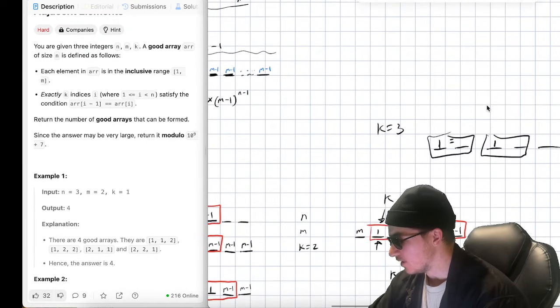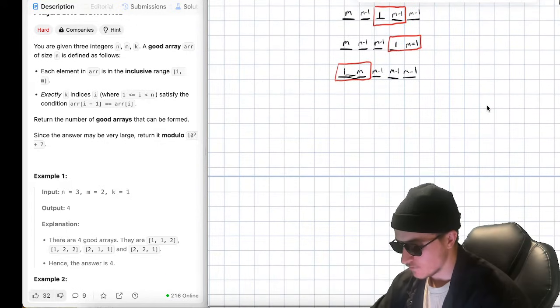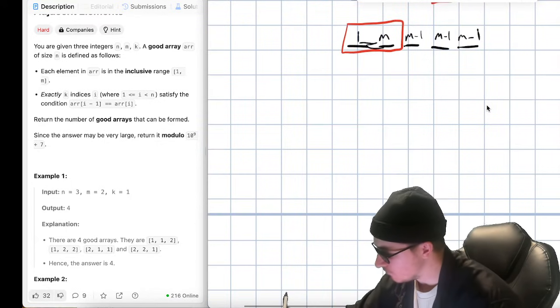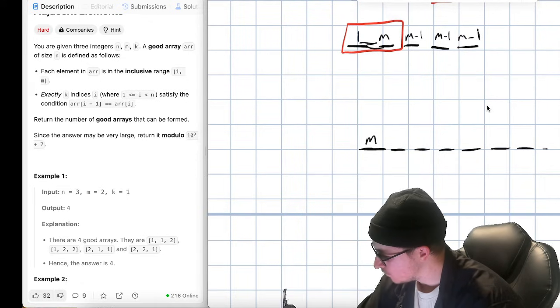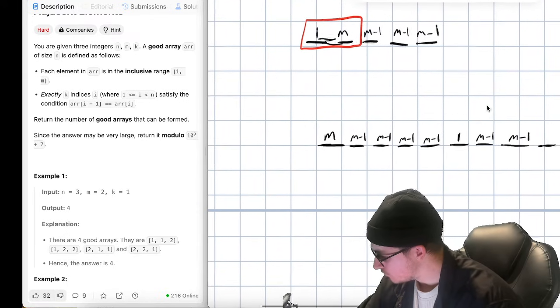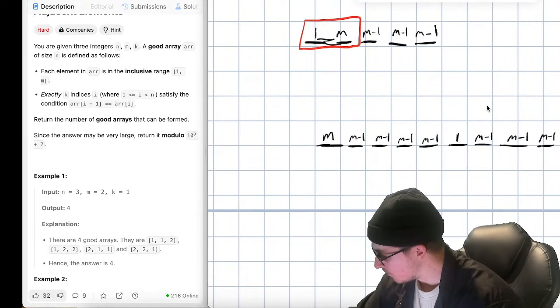Let's look at this again. So this will be m. You know, a couple m minus 1s here. I'm trying to mix it up so you can see what's going on here.